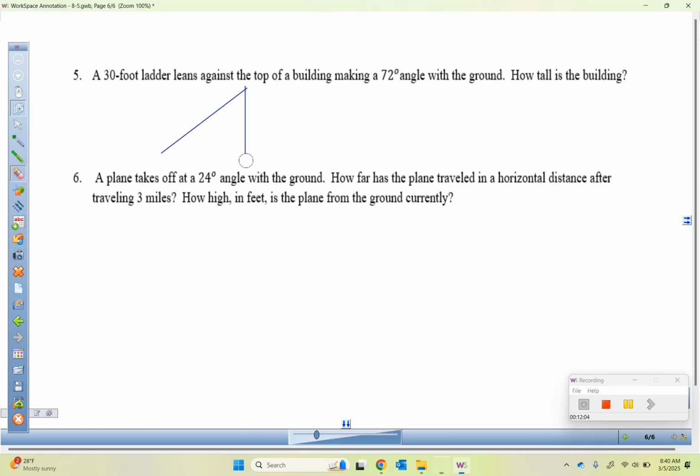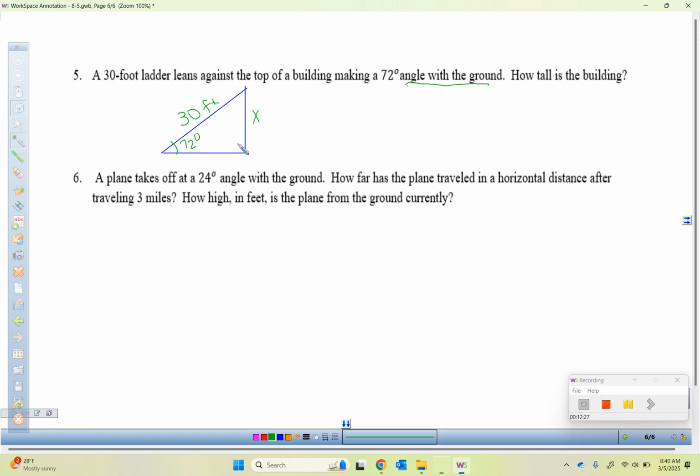Okay, so this is my building, and this is my ladder. It says my ladder is 30 feet. And it says it's making a 72-degree angle with the ground. So this is the ground, so here's 72 degrees. It wants to know how tall this building is.